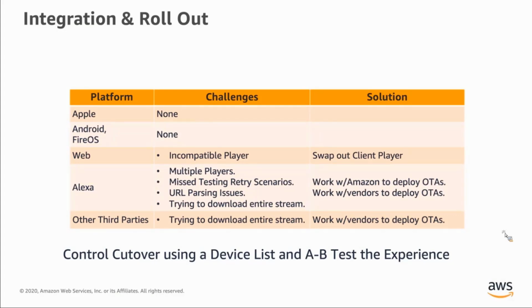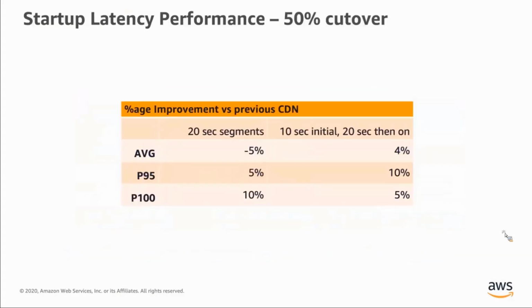So once we got to the point of 50% cutover between the two CDNs, here's the performance that we observed. With our 20-second segment sizes, we noticed actual degradation in performance in the average case for those clients. And this forced us to revisit the segment size decision that we made earlier.